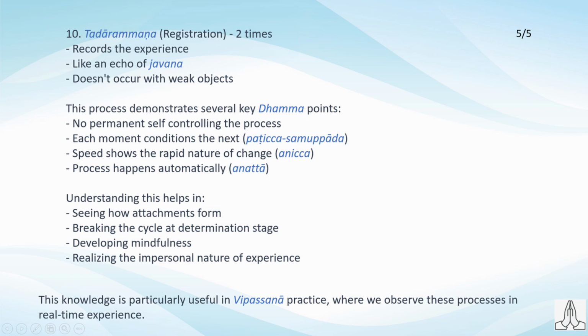Now, this process demonstrates several key Dhamma points. There is no permanent self controlling the process; each moment conditions the next. Speed shows the rapid nature of change, which is anicca. The process happens automatically, that is anatta. So understanding this helps in seeing how attachment forms, breaking the cycle at the determination stage, developing mindfulness, and realizing the impersonal nature of experience. This knowledge is particularly useful in Vipassana practice, where we observe this process in real-time experience.